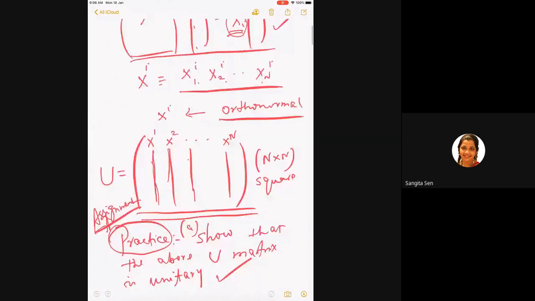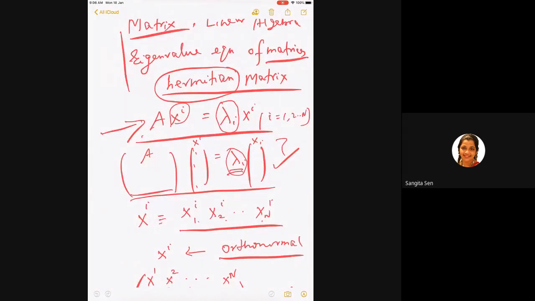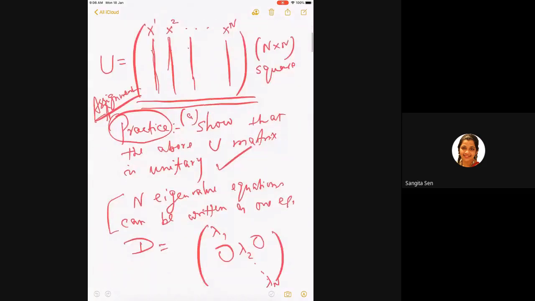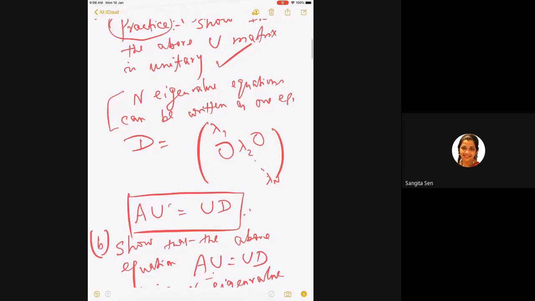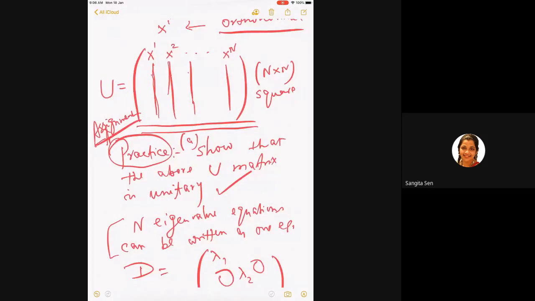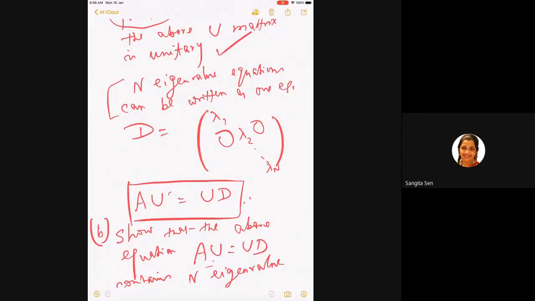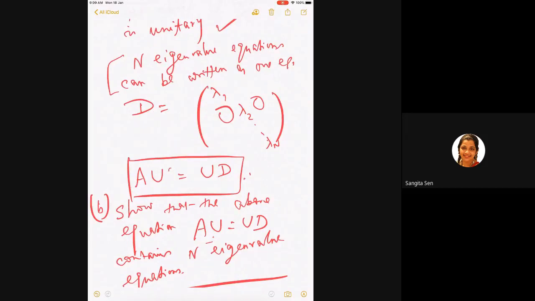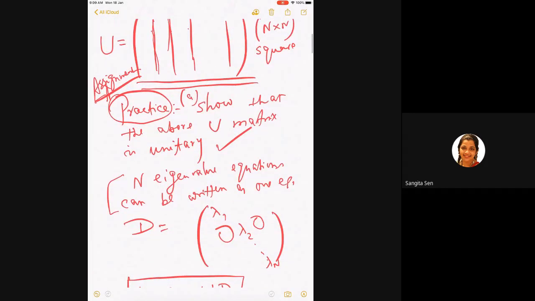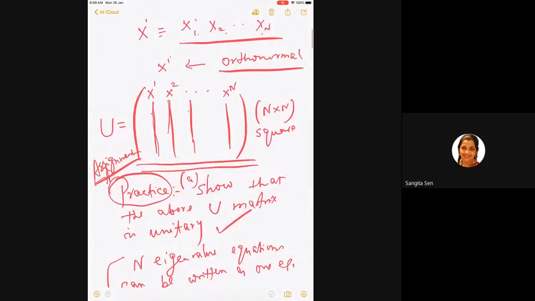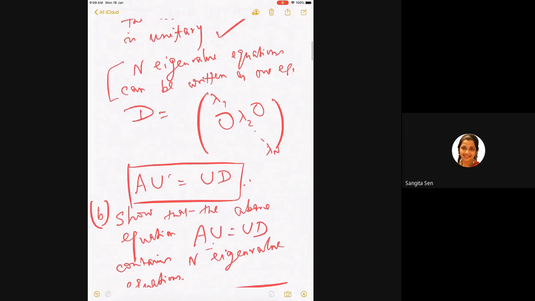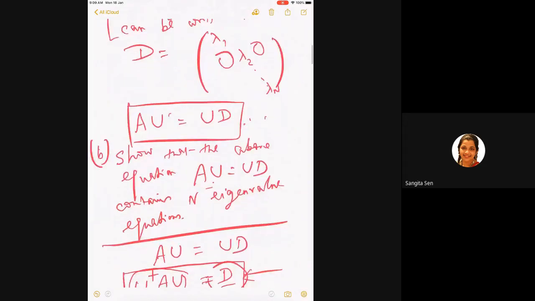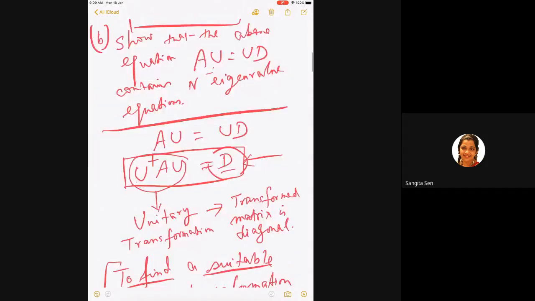We said that the eigenvalue equation for an n by n matrix, which is n eigenvalue equations, can be recast as a single equation with a unitary matrix formed out of the eigenvectors. If you form a unitary matrix with the n eigenvectors in columns, then we can recast this as AU equal to UD, where D is a diagonal matrix consisting of the eigenvalues. That is the first example I gave to show that the above U matrix is unitary, and then the n eigenvalue equations can be written in this form. So these are the A and B that I had given.